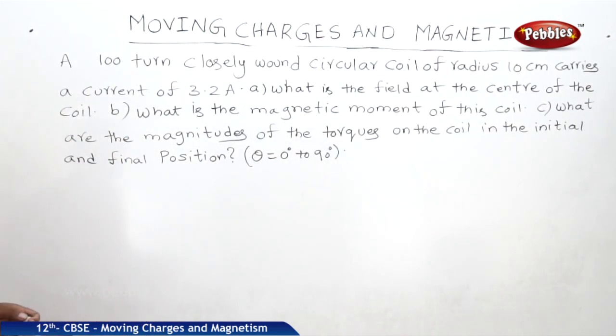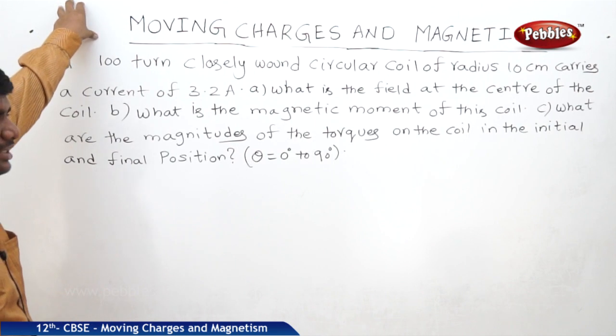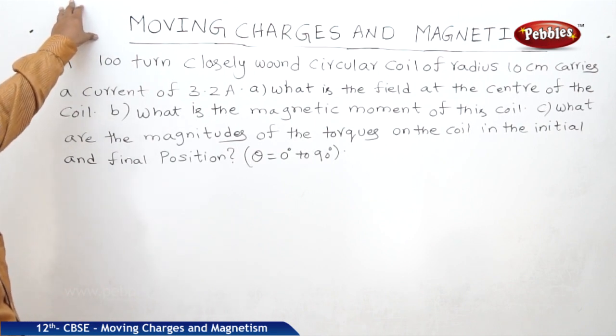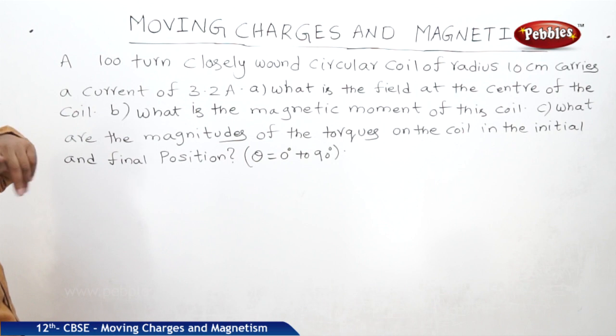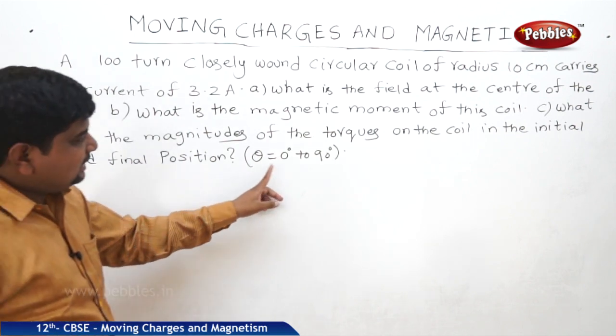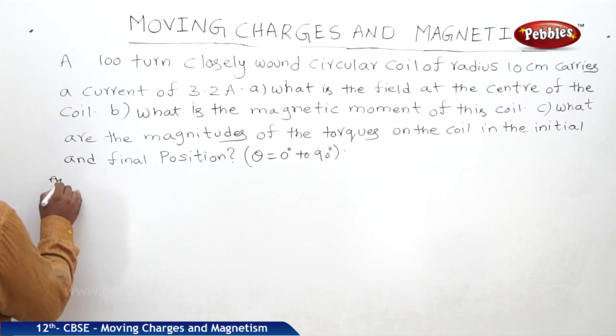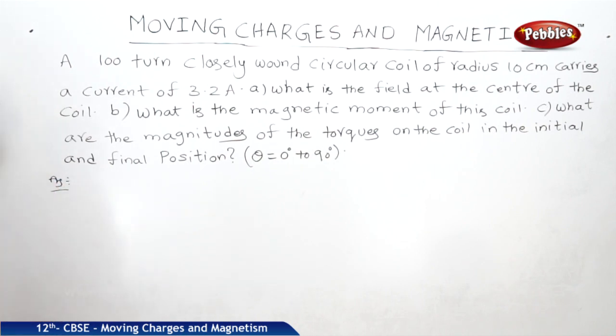Here is a problem which relates to the topics covered so far. A 100 turn closely wound circular coil of radius 10 centimeters carries a current of 3.2 amperes. What is the field at the center of the coil? What is the magnetic moment of this coil? And what are the magnitudes of the torques on the coil in the initial and final position when theta varies from 0 to 90 degrees? So we will see the contents of the problem.